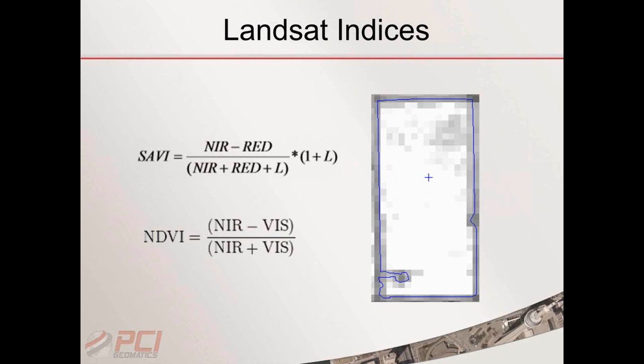Obviously at this resolution, 30-meter resolution that is, there's going to be a lot of spectral mixing that's happening. So trying to reduce the influence of soil and only obtain the vegetation components in a given pixel can be a useful method to help really assess our areas.